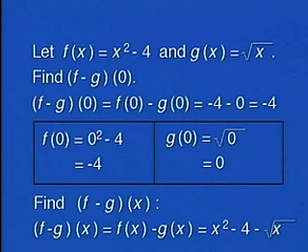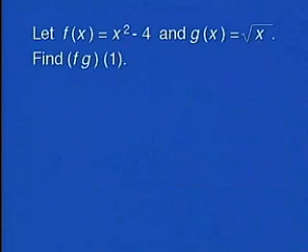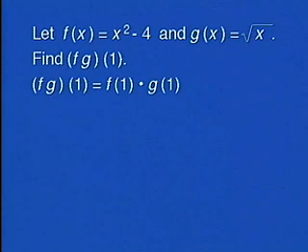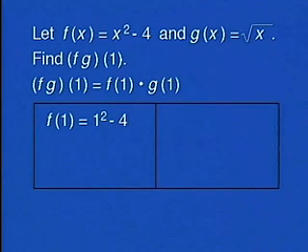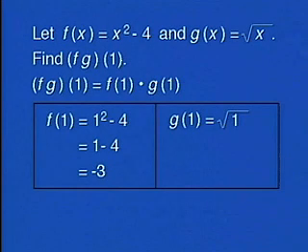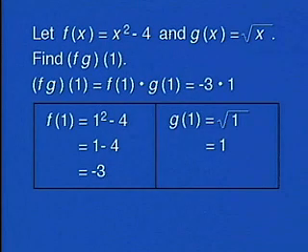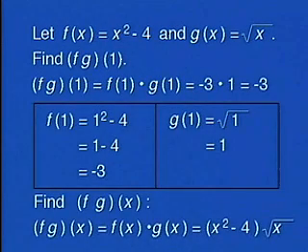Again, we can find the difference of the two functions in general, and I would get x squared minus 4 minus the square root of x. Now let's try another problem. Suppose you're asked to find f times g of 1. Again, by definition, that's equal to f of 1 times g of 1. Calculating f of 1, we get 1 squared minus 4, which is 1 minus 4, which is negative 3. G of 1 is equal to the square root of 1, which is equal to 1. So I get negative 3 times 1, which is negative 3.